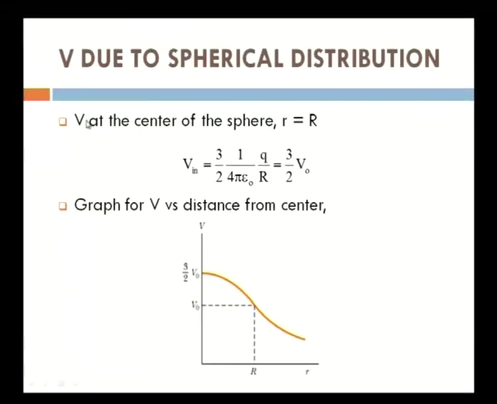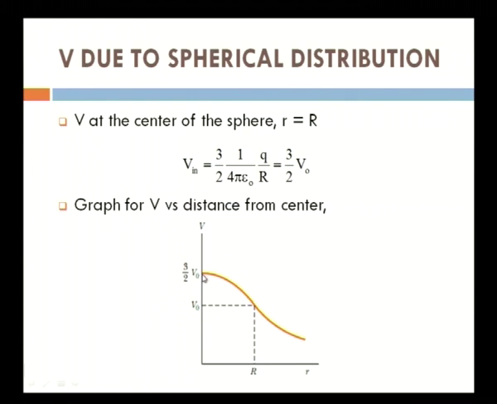As we have done in the previous case, that is a shell, here also for the spherical distribution we would like to draw a graph for the potential versus the distance measured from the center of the shell to any point outside, and see what sort of graph we are getting when we plot. This is the graph we are getting. The V at the center is found to be 3 by 2 V naught. We have to substitute small r is equal to capital R in the previous expression. We end up getting this as the expression.